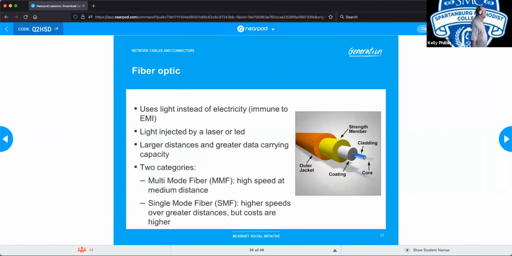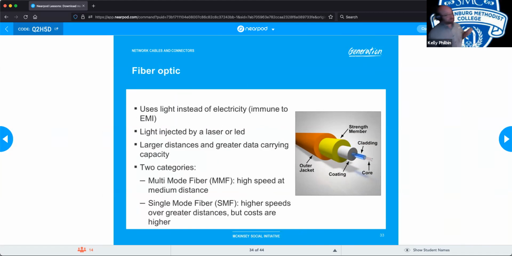All right. So now you're wondering, okay, well, we've learned about coaxial, we've learned about twisted pairs. What else can we learn about? Get into fiber optics. Fiber optics uses light instead of electricity to transmit information across the lines, thereby making it completely immune to electromagnetic interference.